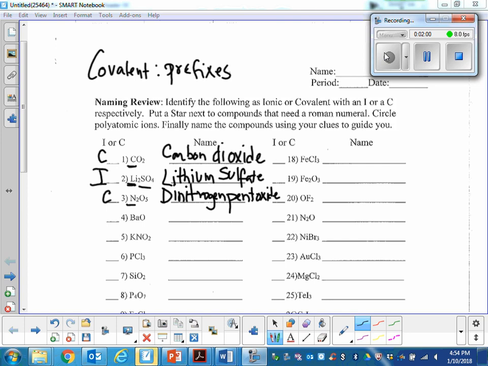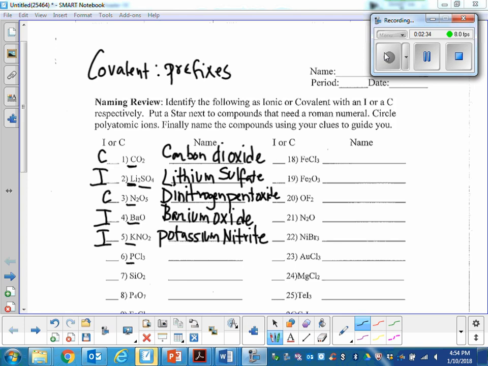The next one is barium. Barium is a metal. Therefore, the given substance is ionic. Now, barium again does not need a Roman numeral, so the name of this compound is just going to be barium oxide. The next element is again potassium, a metal, making it ionic, but it contains a polyatomic ion, so it's going to be potassium, and the polyatomic ion is a nitrite, if you recognize it.